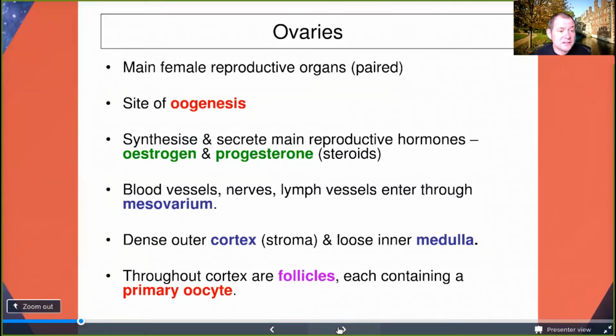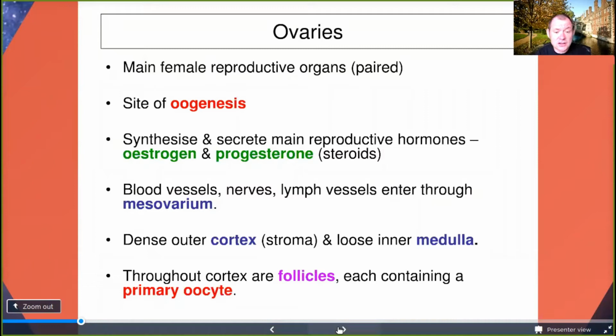So the ovaries, the main female reproductive organs, come in pairs and are the site of oogenesis, the production of eggs. They synthesize and secrete the main reproductive hormones, estrogen and progesterone, which are both steroids. Steroid hormones are basically hormones that are made from cholesterol, one of the reasons we need cholesterol in our diets.